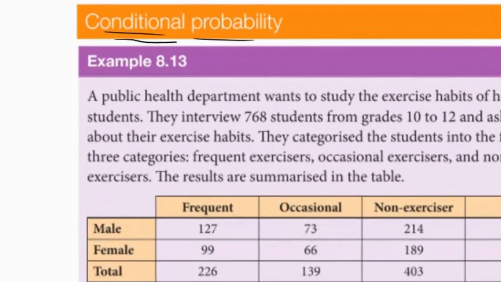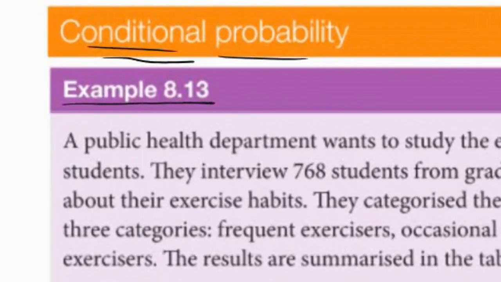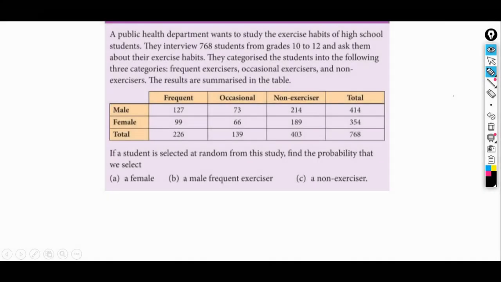We will do so by doing example 8.13. It says, a public health department wants to study the exercise habits of high school students. They interview 768 students from grades 10 to 12 and ask them about their exercise habits. They categorize the students into the following three categories: frequent exercisers, occasional exercisers, and non-exercisers. The results are summarized in a table.